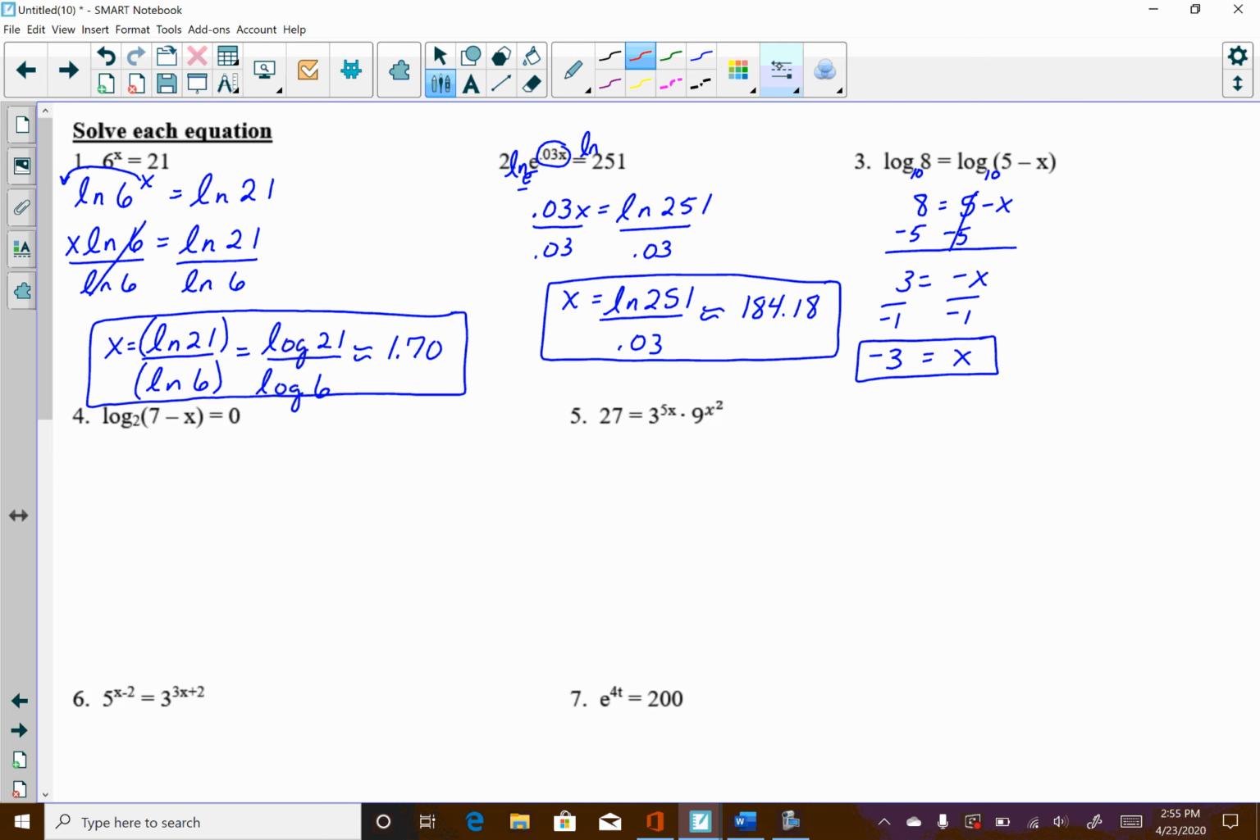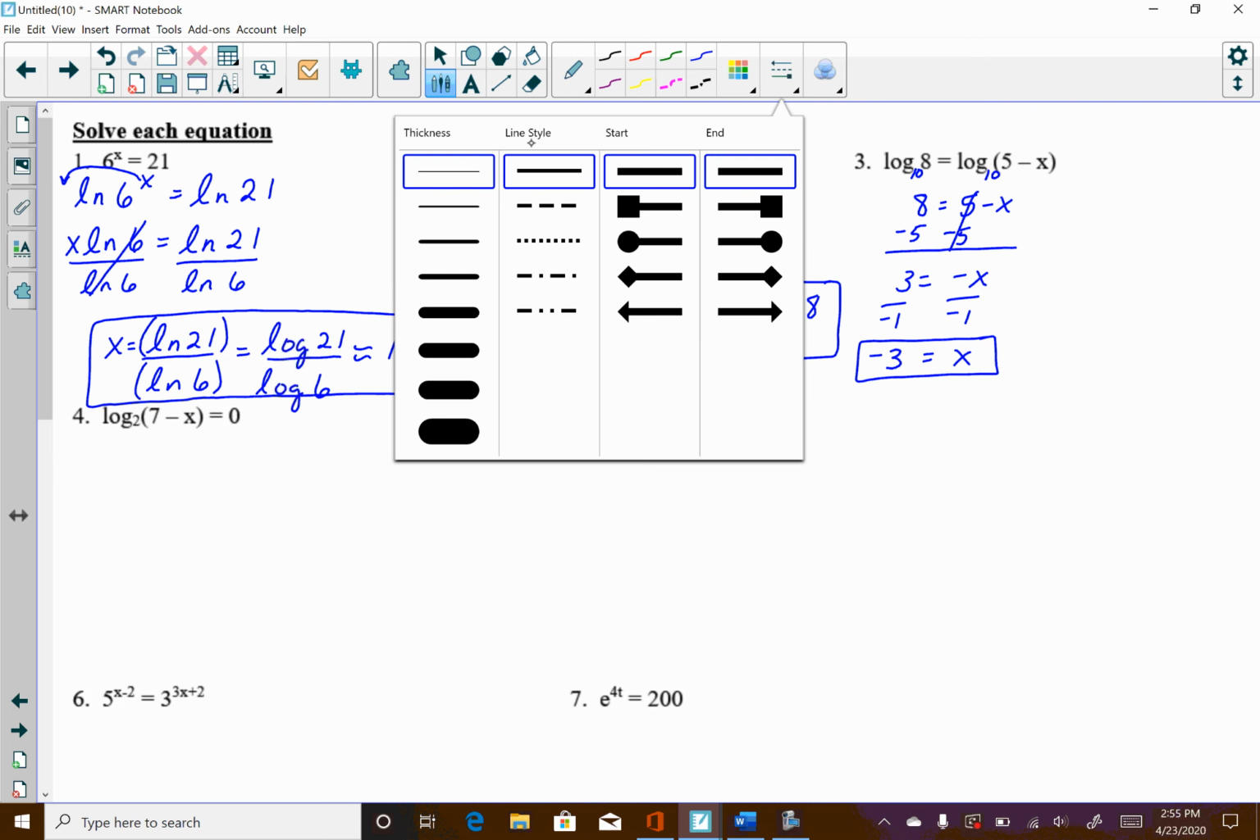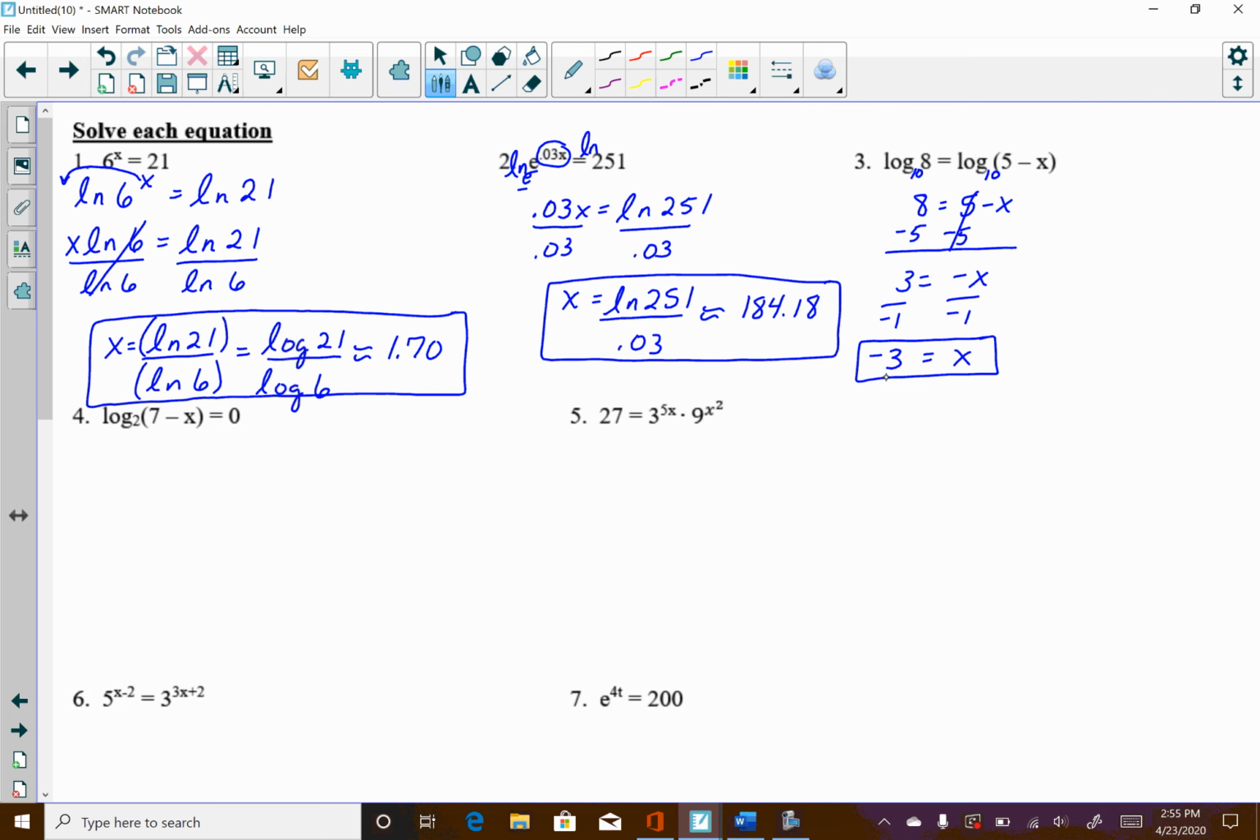Okay, so let me use a different color here. You just want to make sure that if you plug in this negative 3 into any argument for a log, that you get a positive value. So I don't have to worry about it over here. I know that I'm going to always be taking the log of 8. But over here, when I plug in this negative 3, then notice what happens. You have 5 minus negative 3, which ends up being 5 plus 3. So I will be taking the log of a positive value. So x equals negative 3 is our solution.